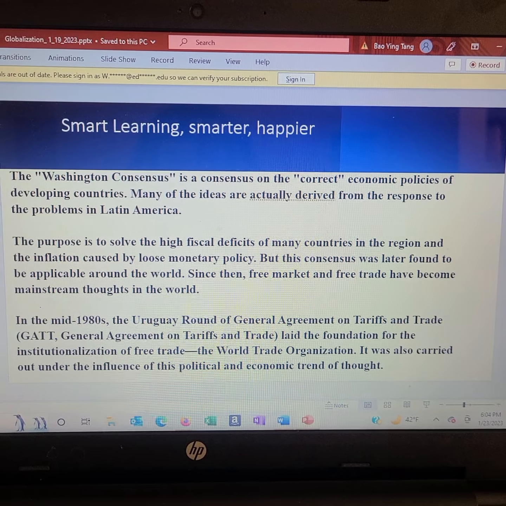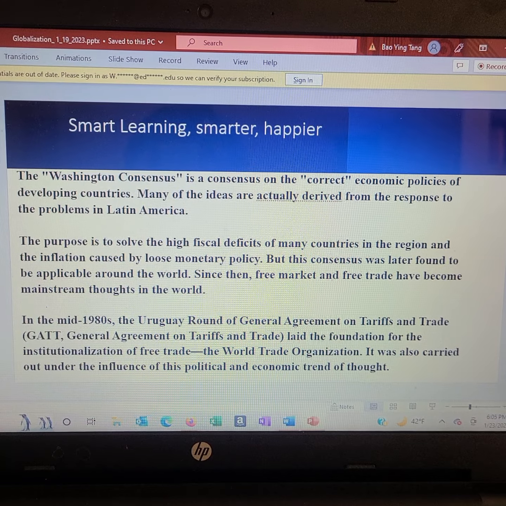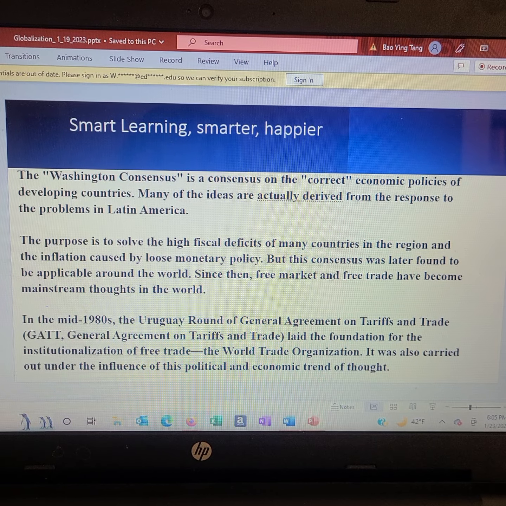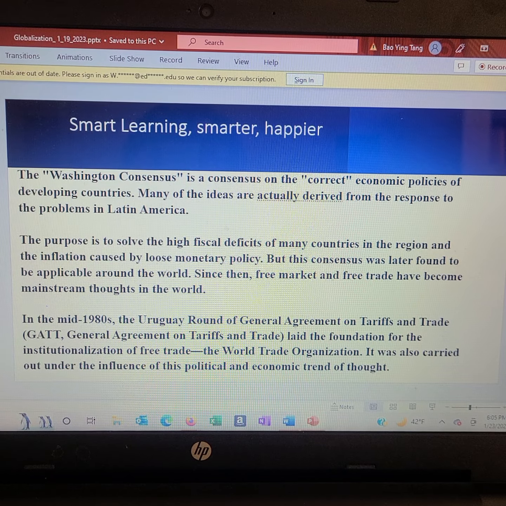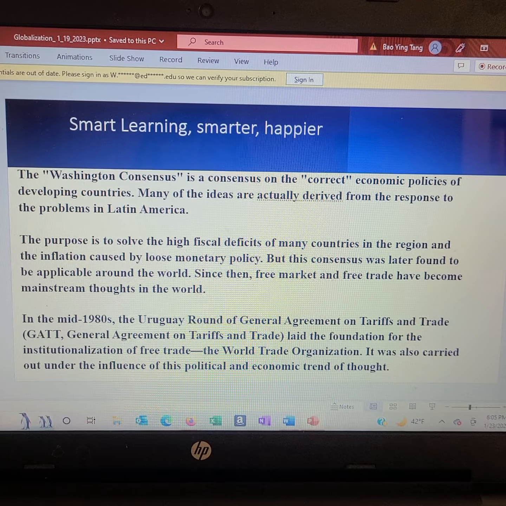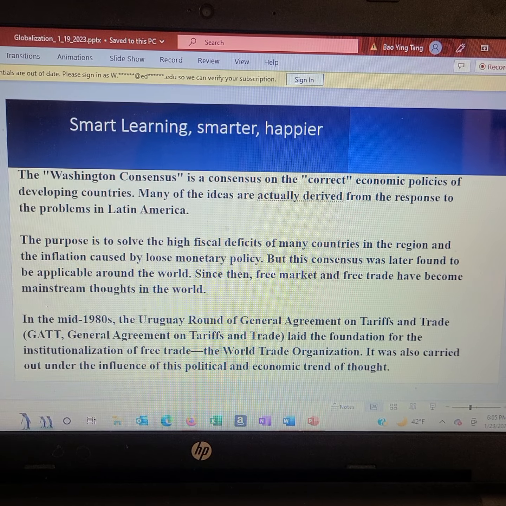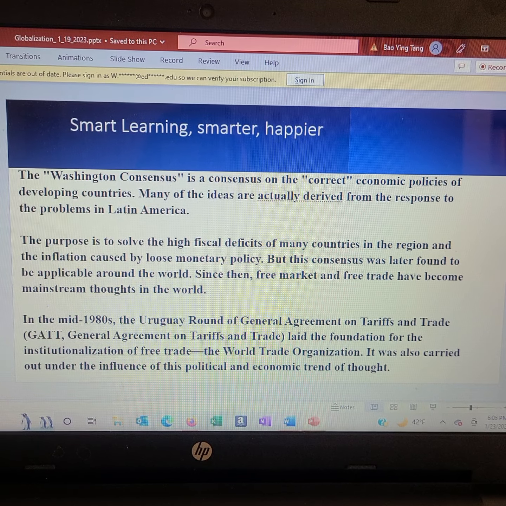The Washington Consensus is a consensus on the correct economic policies for developing countries. Many of the ideas are actually derived from the response to the problems in Latin America. The purpose was to solve the high fiscal deficits of many countries in the region and the inflation caused by loose monetary policy. But this consensus was later found to be applicable around the world.